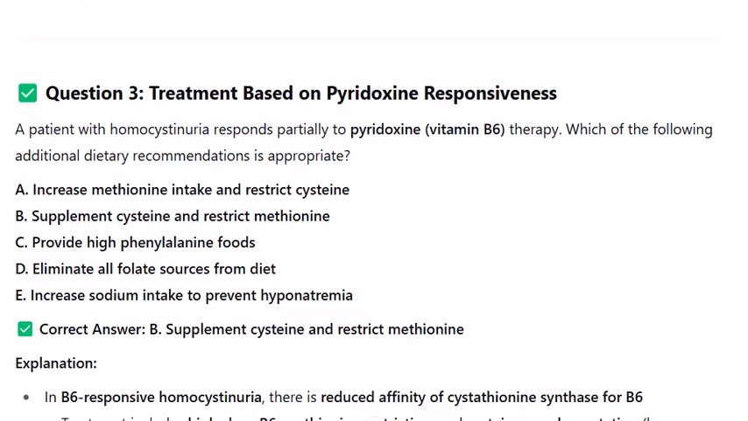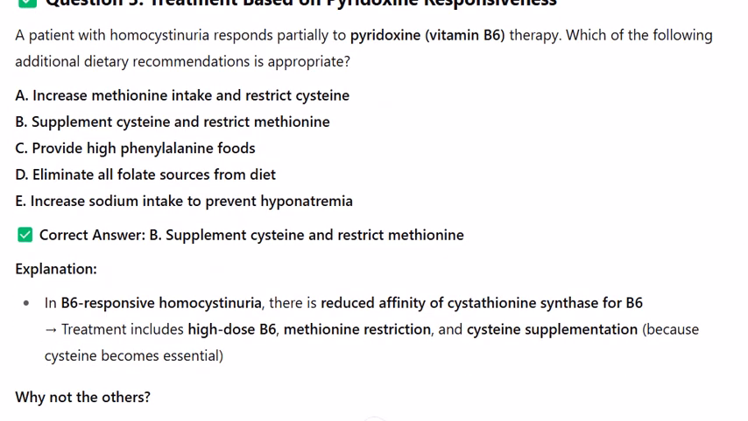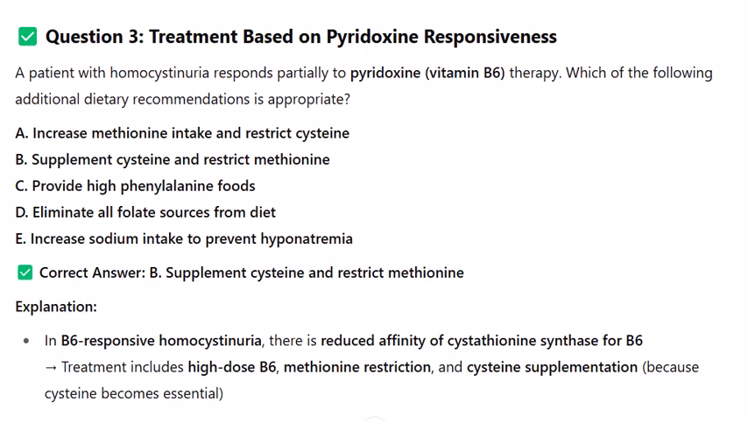Question 3. Treatment based on pyridoxine responsiveness. A patient with homocystinuria responds partially to pyridoxine, vitamin B6 therapy. Which of the following additional dietary recommendations is appropriate? A, increase methionine intake and restrict cysteine. B, supplement cysteine and restrict methionine. C, provide high phenylalanine foods. D, eliminate all folate sources from diet. E, increase sodium intake to prevent hyponatremia.